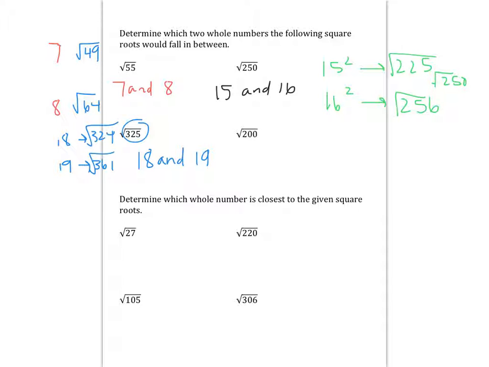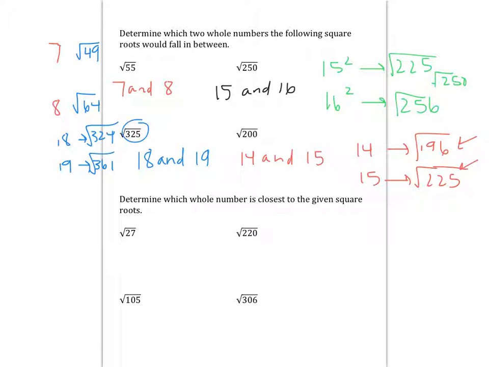All right, and the square root of 200, well, we know that 14 squared is 196, right? Square root of 196 is 14, and then the square root of 225 would be 15. So we know that 200 is a little above 196, but definitely below 225. So this would be between 14 and 15.